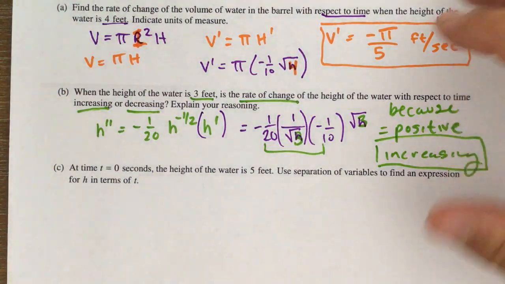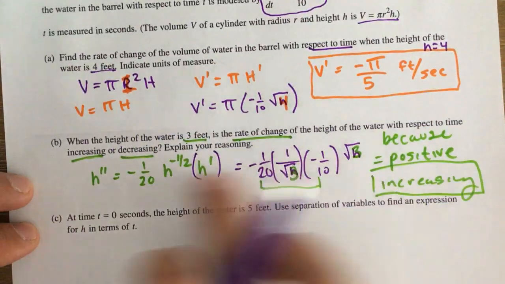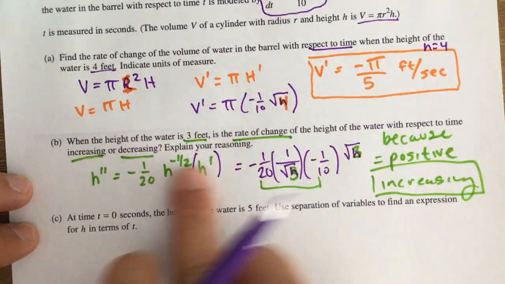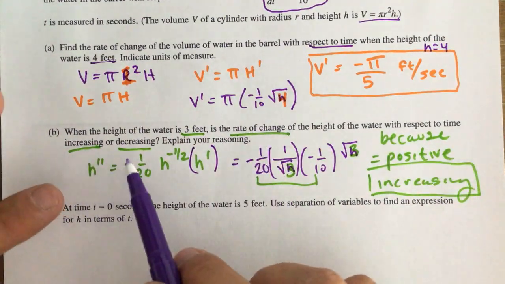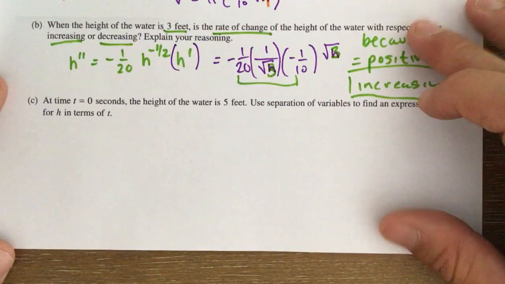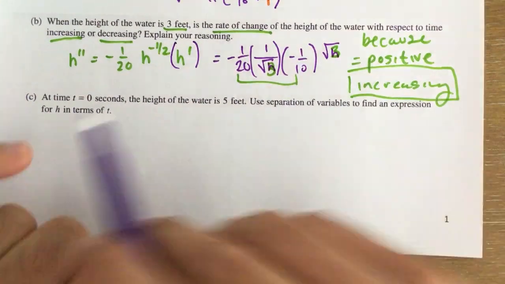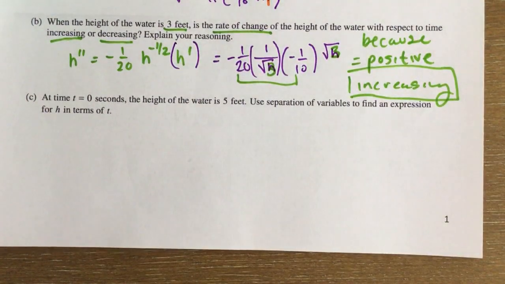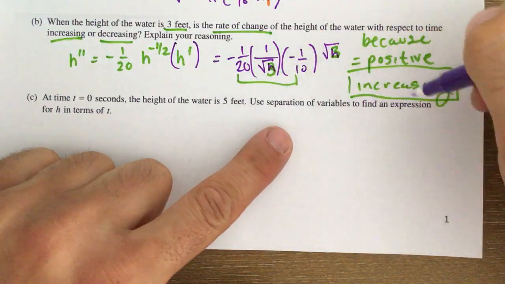Okay. All right, here we have our last part. Like I said, part B, these always throw me off a little bit, so I definitely try to slow down through here. If they say the word speed or they say increasing or decreasing, I just am a little careful to make sure that I actually answer the question they want, not the question that I assume they were asking. So, last part. At time t equals 0 seconds, the height of the water is 5 feet. Use separation of variables to find the expression.